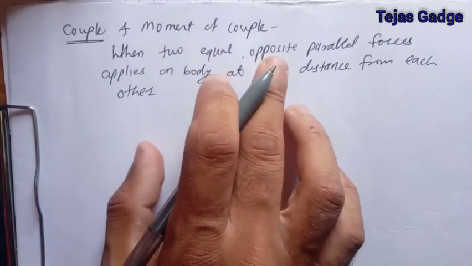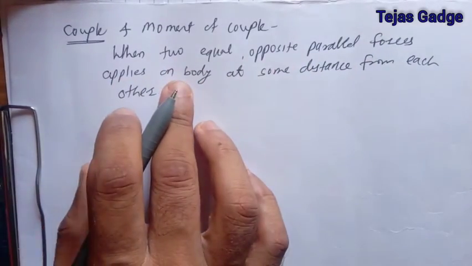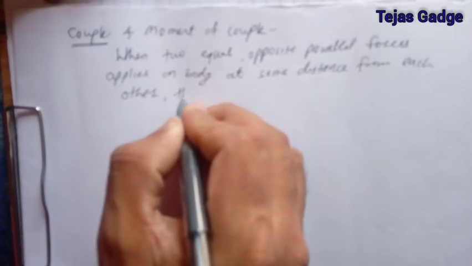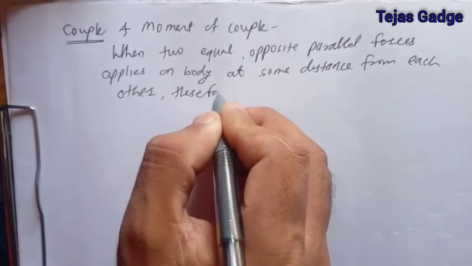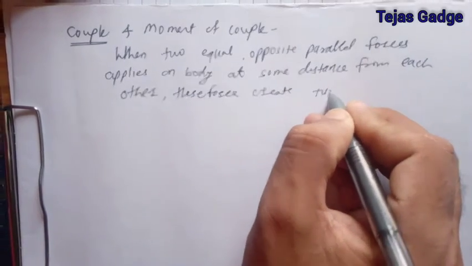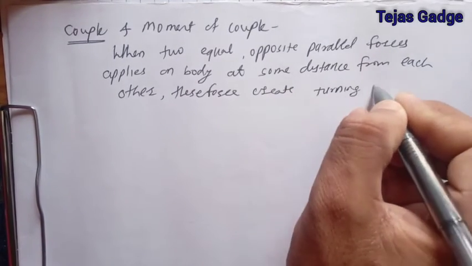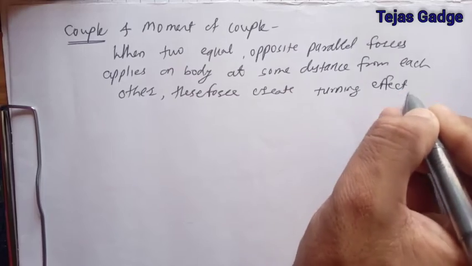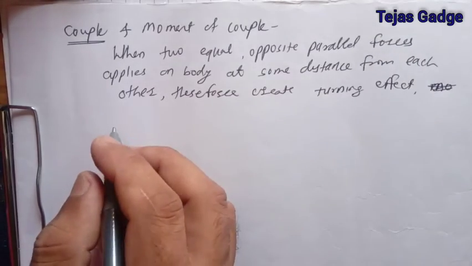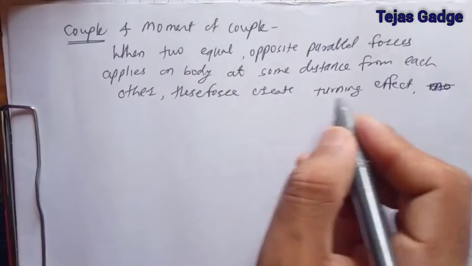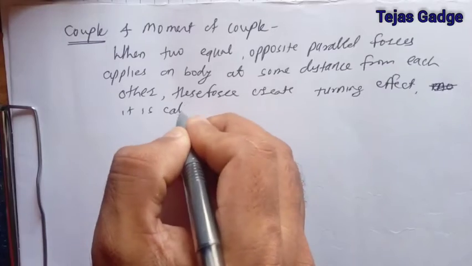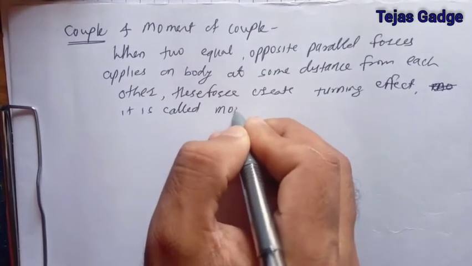When two equal, opposite and parallel forces are applied on a body at some distance from each other, these forces create a turning effect. That is called the moment of couple. Okay, turning effect. They therefore create a turning effect.